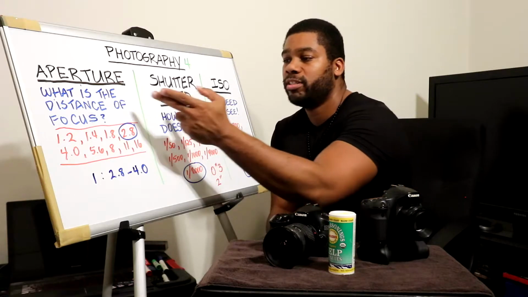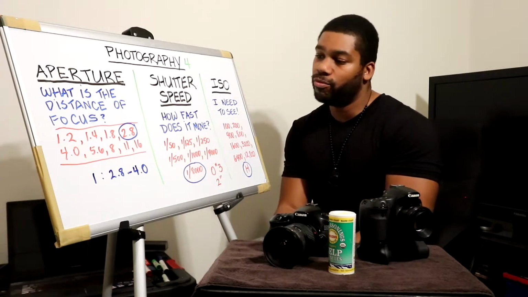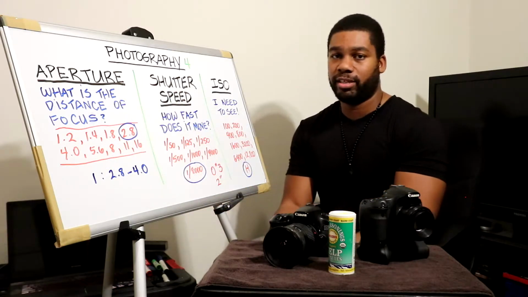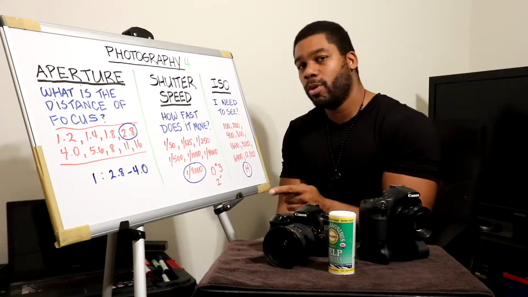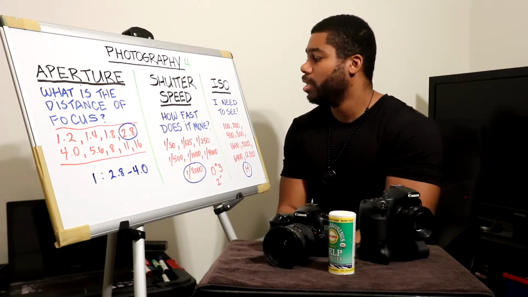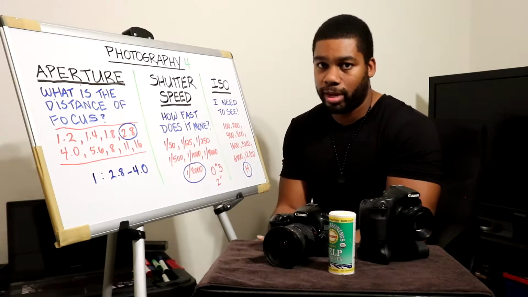You've already learned what the distance of focus is. You already learned how fast it could possibly move. You've learned how to deal with these two things. But the last one we need is the ISO. And what's the question we are asking with the ISO? I need to be able to see. You want to know what's going on.